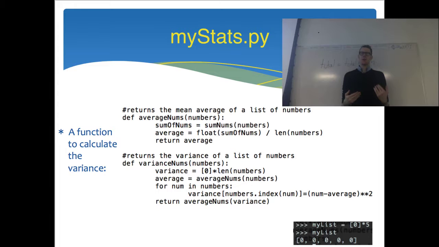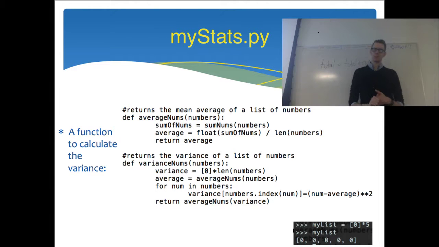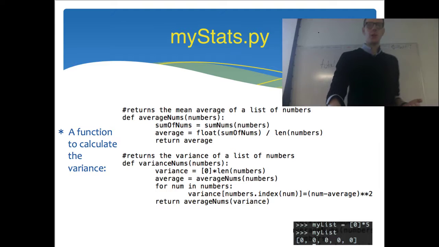And once we've done that, we need the mean of that list. So the mean of the list of square distances is going to be the variance, and so we call our average nums function one more time on the variance list, which will now contain all of our square distances from the mean. So just to recap that algorithm, we figure out the mean, we calculate the square distance of every number in our list from the mean, store that square distance in another list, and then calculate the average of that list. And that will give us the variance.